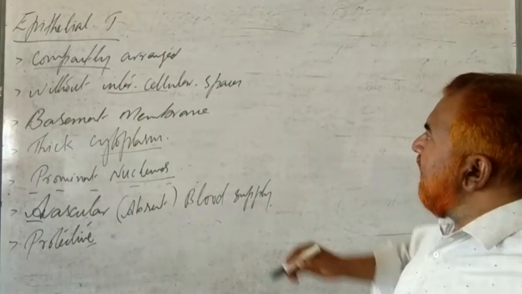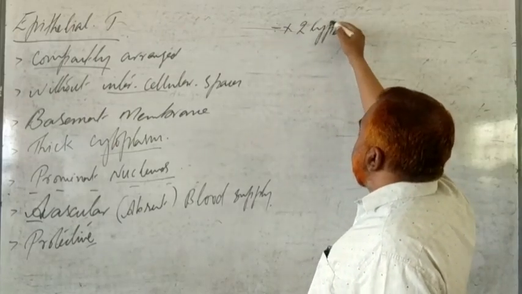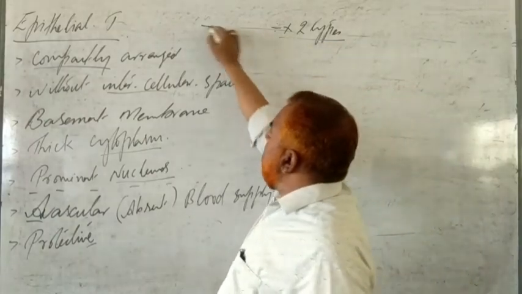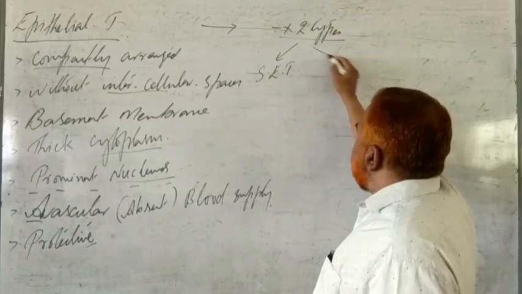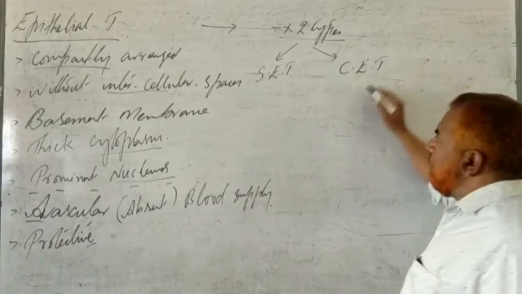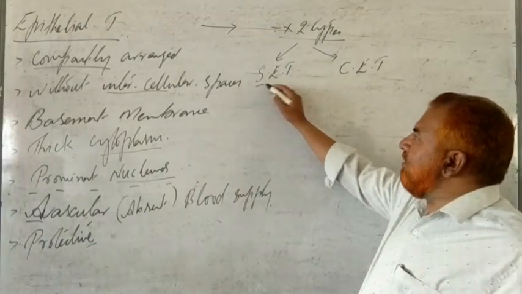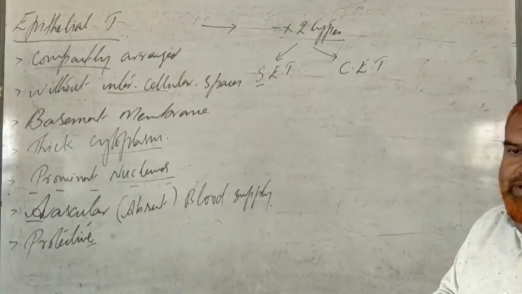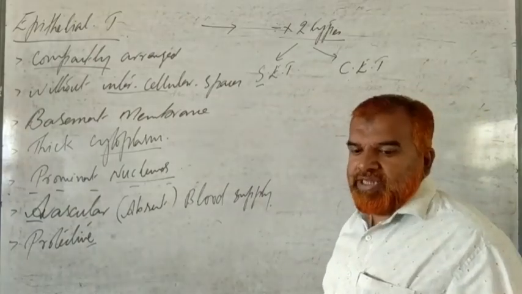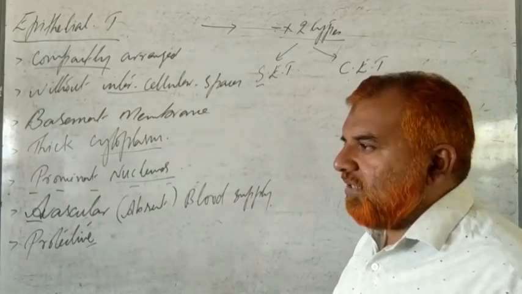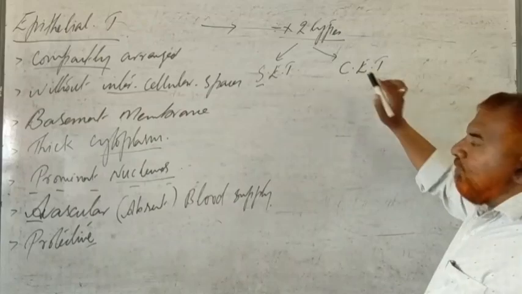Further, epithelial tissue is divided into two types. One is known as simple epithelial tissue. The other is known as compound epithelial tissue. SET, simple epithelial tissue, and CET, compound epithelial tissue. Clear, funny language. This is SET, simple epithelial tissue; CET is compound epithelial tissue.